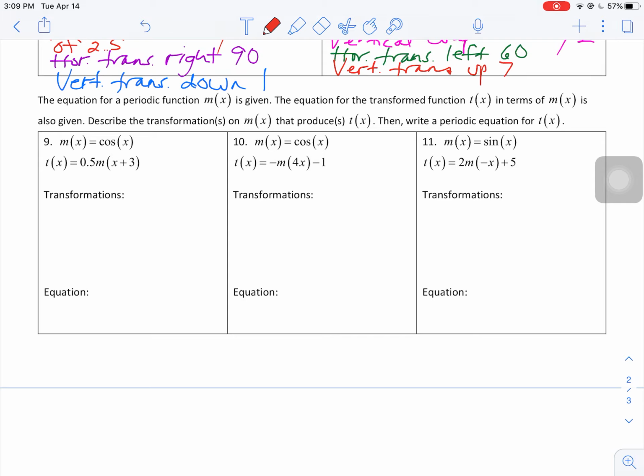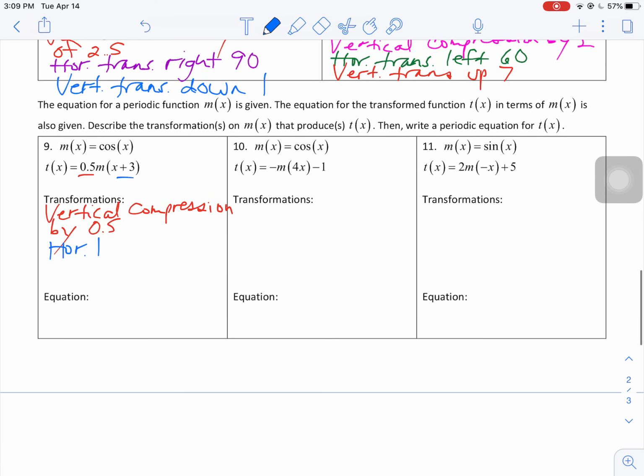So on 9, the parent function is cosine x. And then as far as the transformations go, since 0.5 is in between 0 and 1, that's a vertical compression by a factor of 0.5. So vertical compression by 0.5. The plus 3 is inside the parentheses, so that's a horizontal translation. Always the opposite, so left 3.